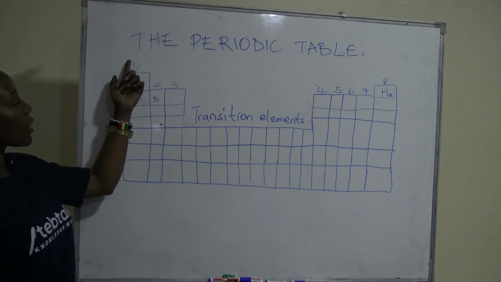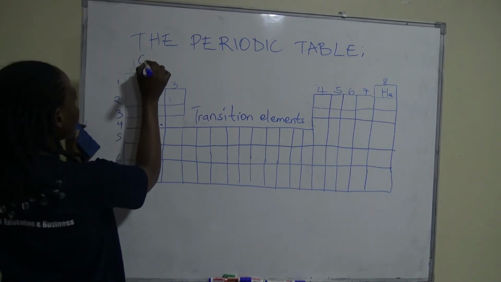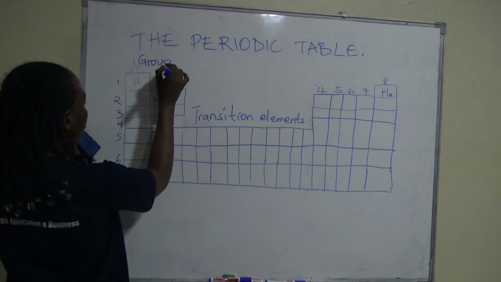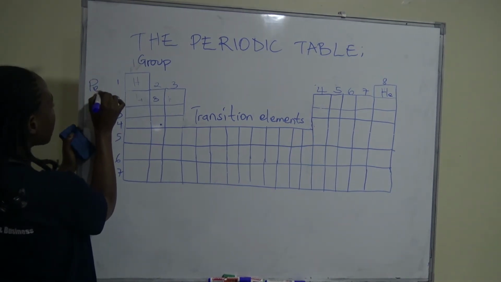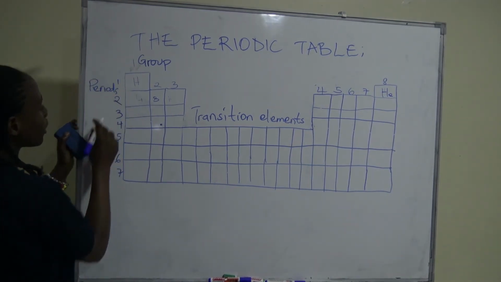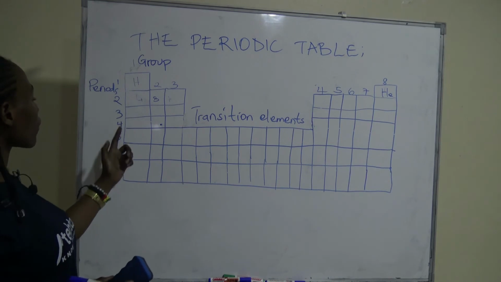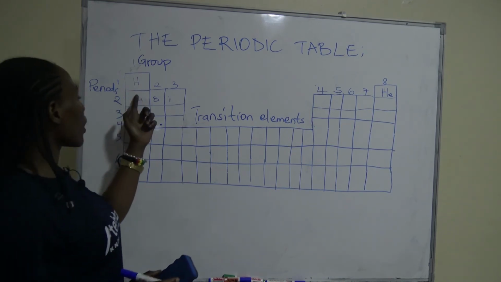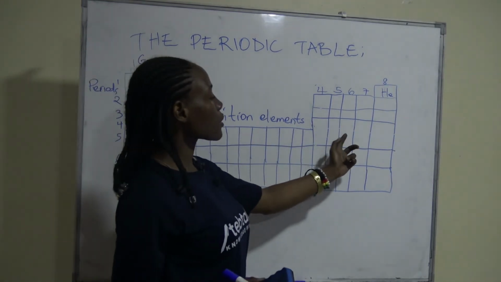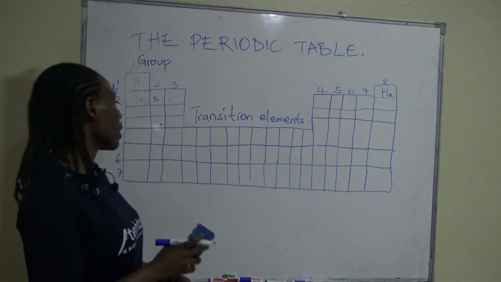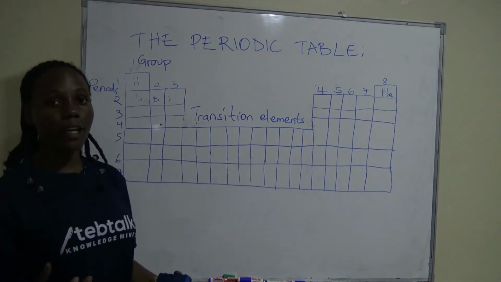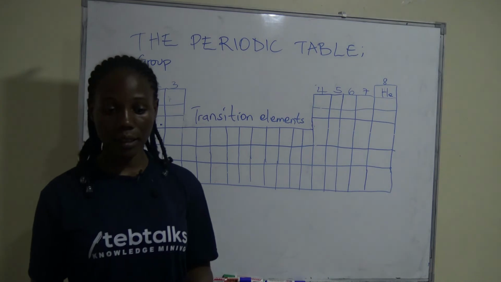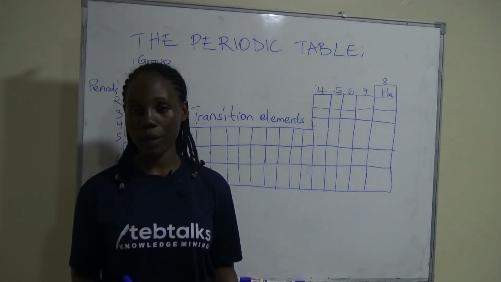So as we said, these are the groups, and then these are the periods. So period 1, 2, 3, 4, 5, 6, 7. Group 1, 2, 3, 4, 5, 6, 7, 8. That one is a sketch of a periodic table. It is not the whole periodic table.